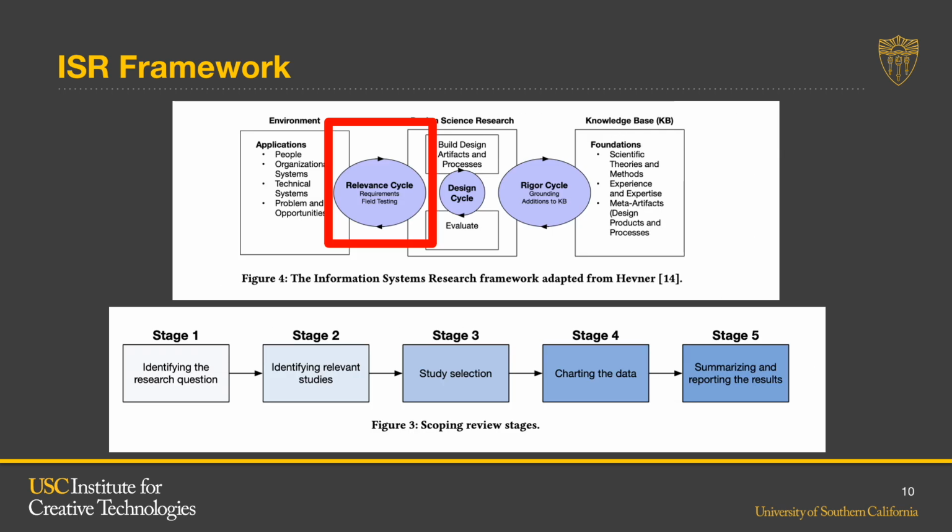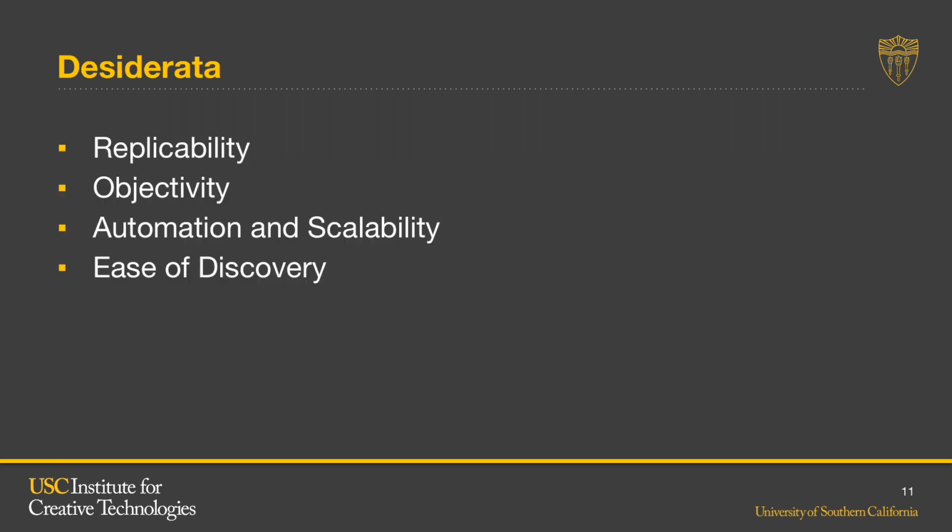In the relevance cycle, the subject matter experts on our team reviewed the 5-stage scoping review process and indicated that automation could potentially expedite stage 4, charting the data, and stage 5, summarizing and reporting results. Here, we also defined 4 areas that were determined to be of high priority for any research tool we developed, namely replicability, objectivity, automation and scalability, and the ease of discovery for non-computer scientists.